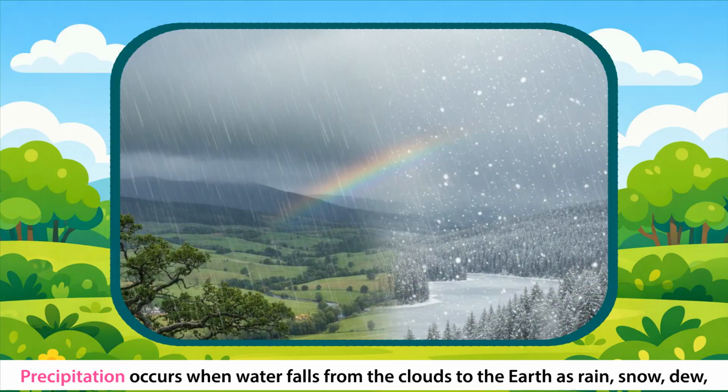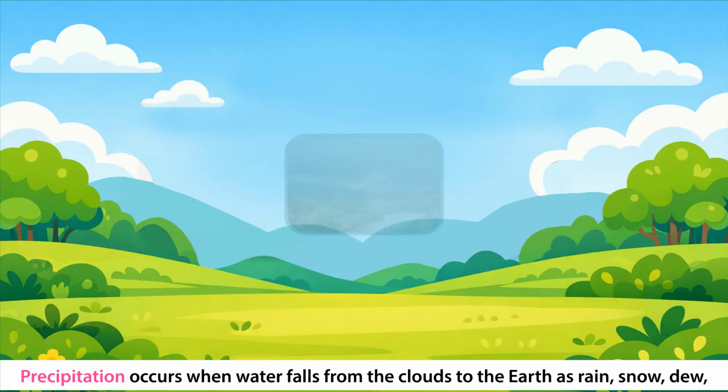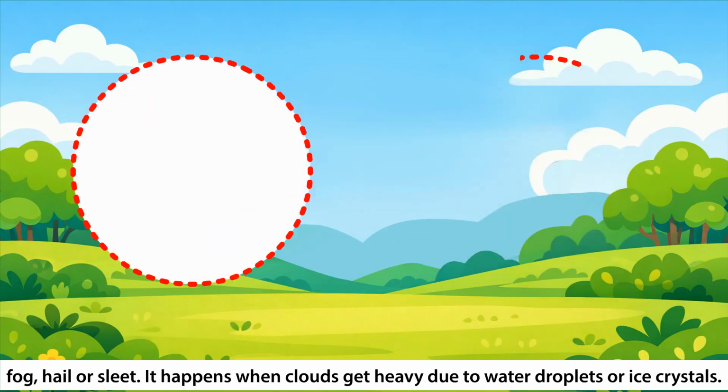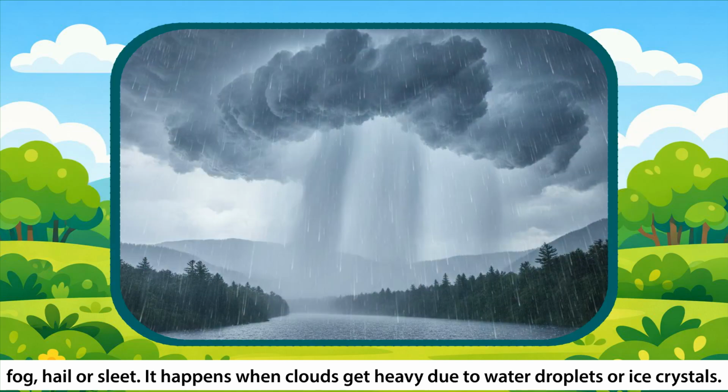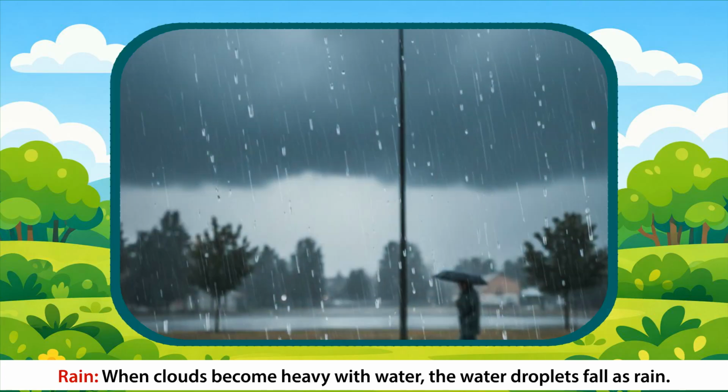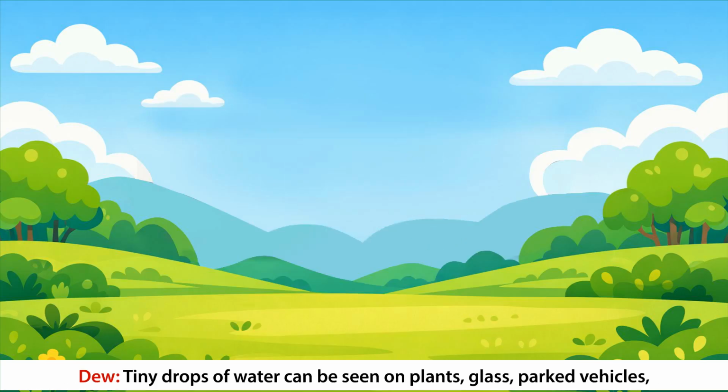Precipitation occurs when water falls from the clouds to the earth as rain, snow, dew, fog, hail, or sleet. It happens when clouds get heavy due to water droplets or ice crystals. Rain. When clouds become heavy with water, the water droplets fall as rain.